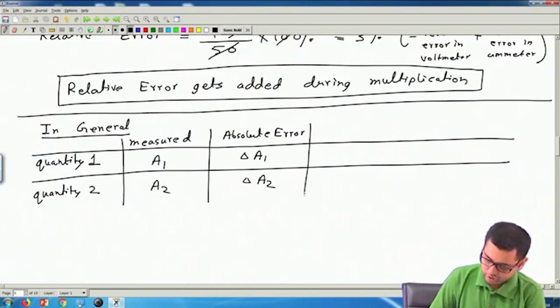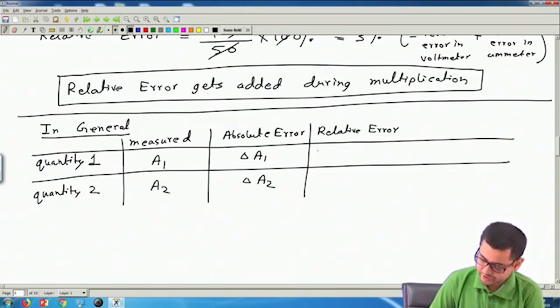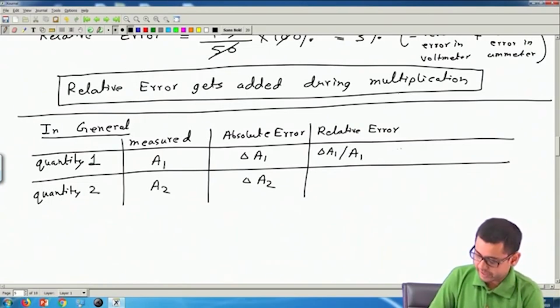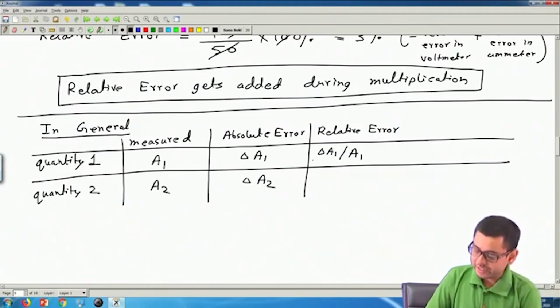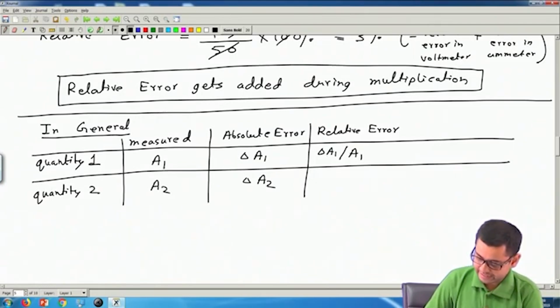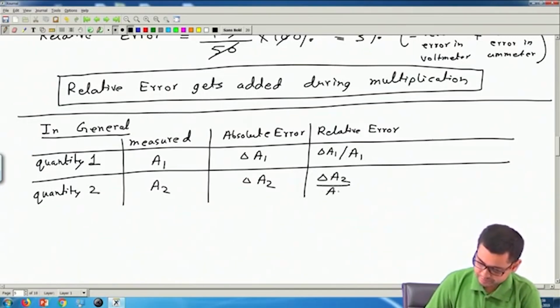Okay, and if so, then the relative errors we can write as follows. The relative error here will be delta A1 by A1. You can multiply it with 100 and express it in percent, but let me express it in per unit. So I'm ignoring percent here, and for this it will be delta A2 by A2. So that is relative error.